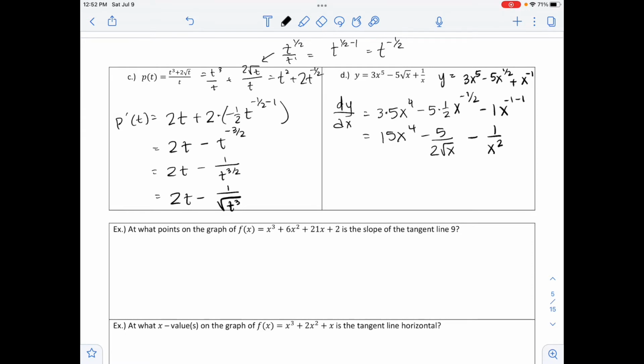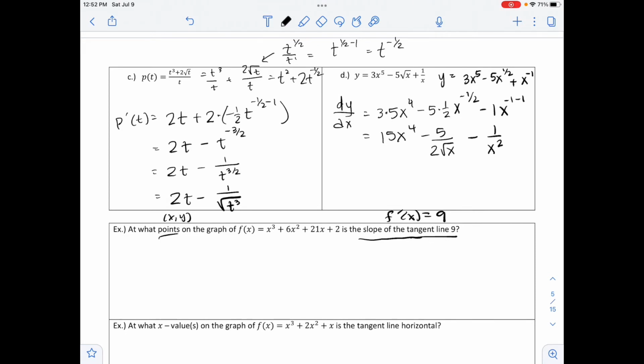The next example that we have says, at what points on the graph of our function f of x equals x cubed plus 6x squared plus 21x plus 2 is the slope of the tangent line equal to 9? And so the first thing is it does ask for points, which means we're asked to find x, y. And then the slope of the tangent line is going to be our derivative. So f prime of x would be equal to 9.